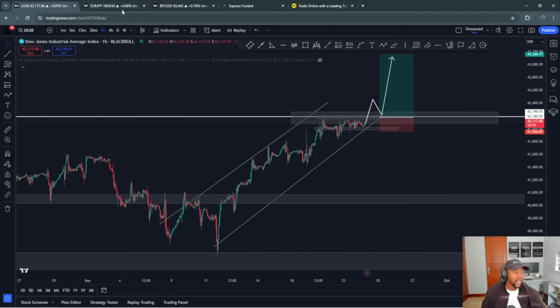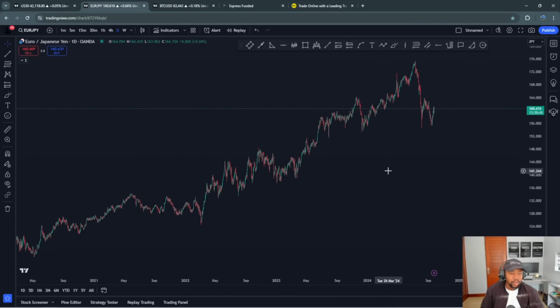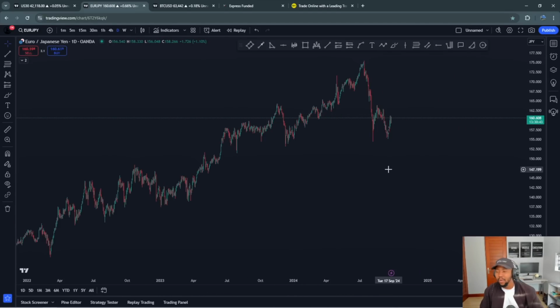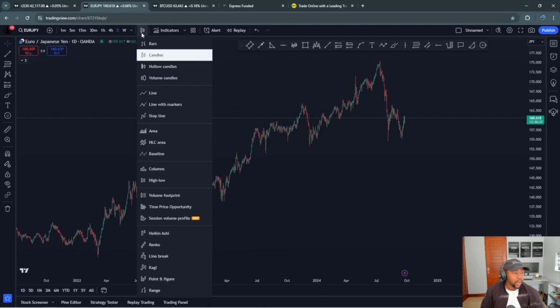Now let's look at the next pair. The next pair, guys, is EURJPY. EURJPY likes to respect setup. EURJPY and GBPJPY, those are beautiful pairs that actually like to respect setup.